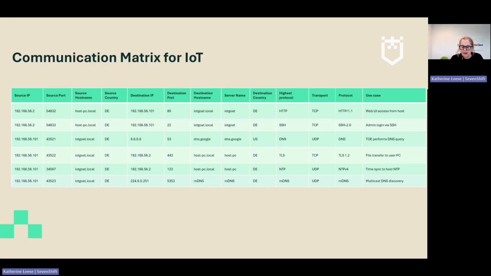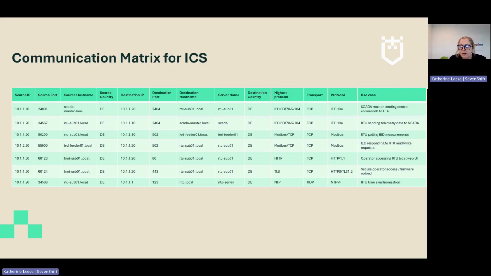Looking at the communication matrix for the IoT device, we see this web UI access from the host. We see there's an admin login over SSH. We see that the device is probing for DNS. We can see here a file transfer, time synchronization with NTP, and then a multicast DNS. So this already gives us a view of what's in the environment, what's around, and what's being talked to. And out of this, we can determine a list of system components.